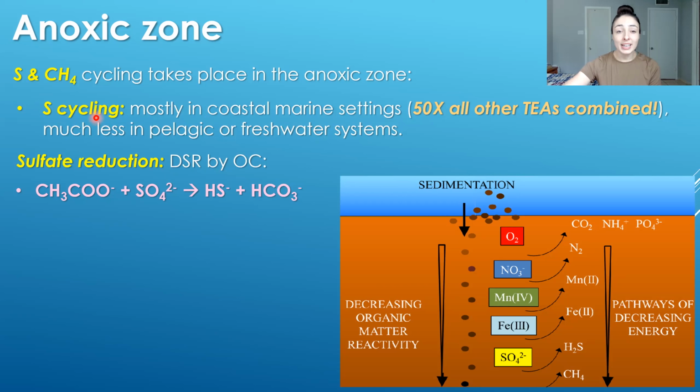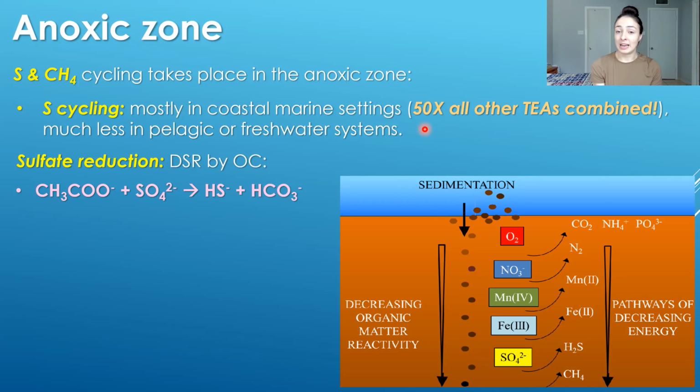Sulfur cycling is unique, however, in its relevancy to how much it takes up in the sediment column and how much it controls organic carbon cycling, in that it really varies depending on environment. For example, in coastal marine settings, sulfate is present at 50 times the concentration of all other terminal electron acceptors, or TEAs, combined. And electron acceptors are just things that are oxidants, like oxygen, nitrate, oxidized manganese 4, ferric iron 3, and sulfate, obviously, which is the one that trumps all the others in coastal marine settings.